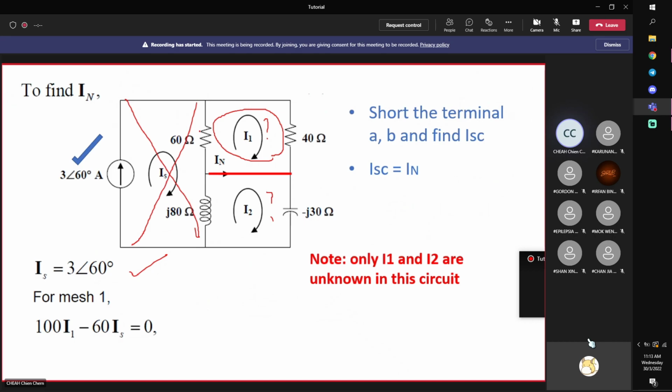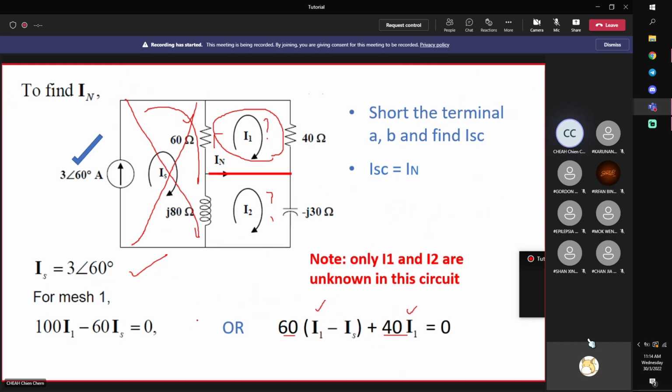Go around this loop. Very simple, only two components. One of them is 60 ohm, one of them is 40 ohms. So the 40 ohm one is 40 times I1, only I1. For the 60, be careful, you have IS here, and I'm going this way. So it is I1 minus IS. Fortunately IS is known, so there's only one unknown, which is I1.